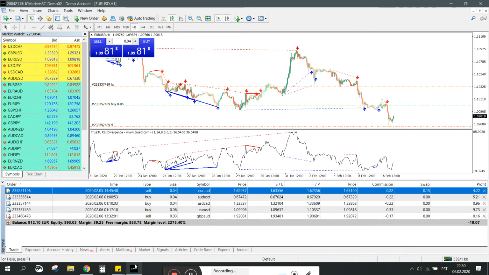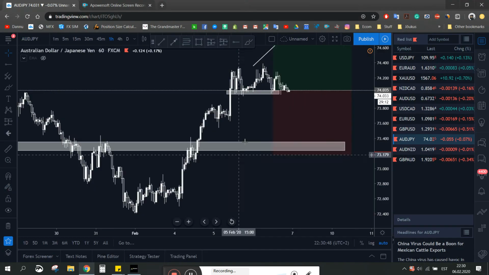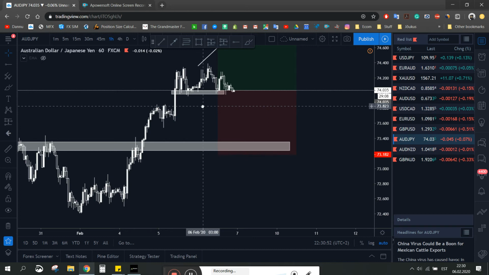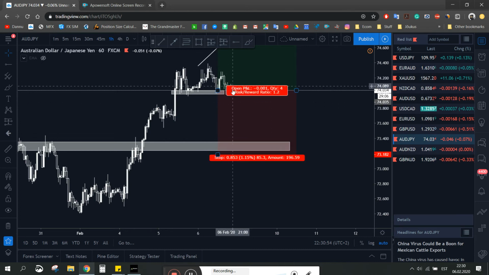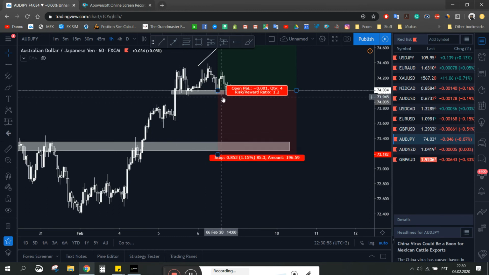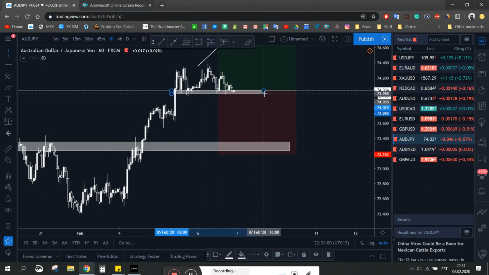GBPCHF. Was it? No, I'm not. Oh, this is one of those trades that I was thinking about entering. It looks like I still can, because price is still at this level.